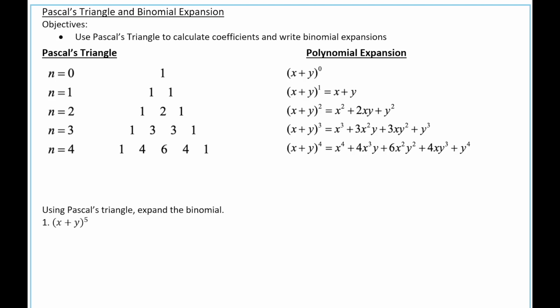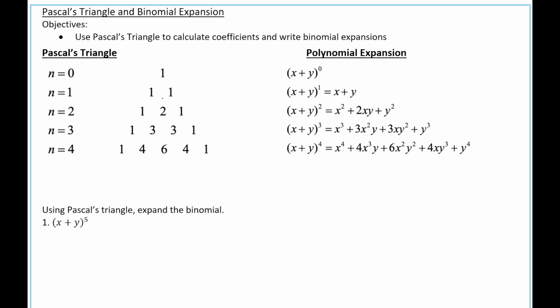In this video, we are going to use Pascal's triangle in order to expand binomials, or multiply binomials together, more quickly. So Pascal's triangle looks like this. We've got a triangle of numbers. At the very top we have 1, and we call this the 0th row. Then underneath the 1 we have another 2 ones.